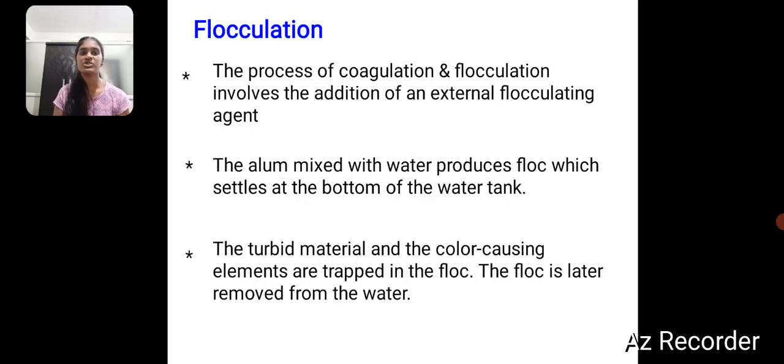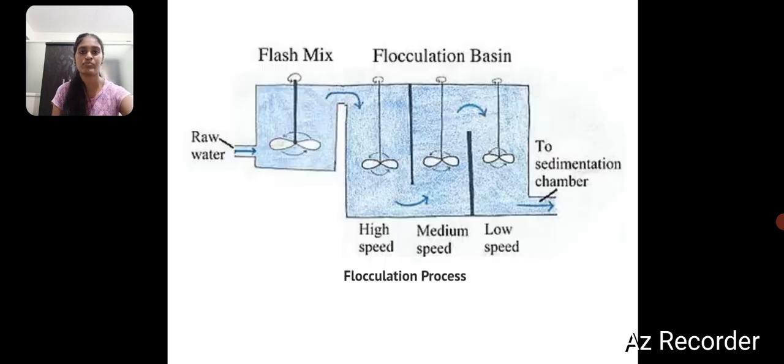Next one, flocculation. The process of coagulation and flocculation involves the addition of an external flocculating agent. The coagulant mixed with the water produces a floc which settles at the bottom of the water tank. The turbidity material and the color causing elements are trapped in the floc. The floc is later removed from the water.